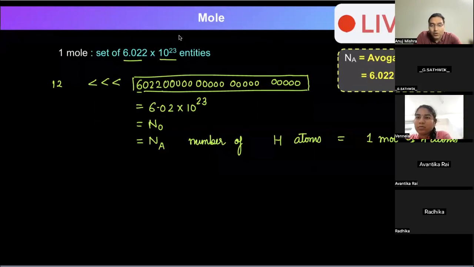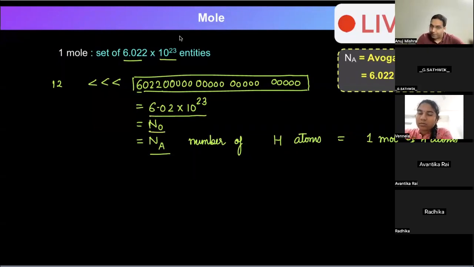Great. So what I've discussed so far is that mole is nothing but just a number which represents these many things. And these many things are written with a symbol called N0 in the subscript or NA, which is called N naught or NA. So if you have these many atoms, you can say we have 1 mole of atoms. If you have these many molecules, you can say we have 1 mole of molecules.